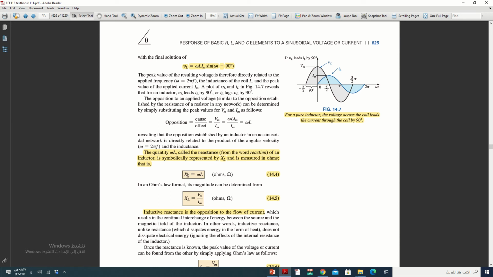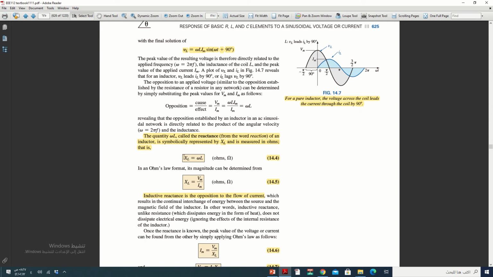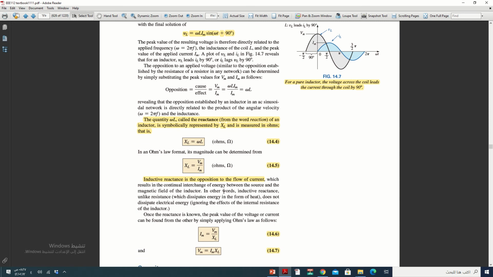Now we have the resistor in ohms and XL in ohms, a similar unit. You can find XL as omega L or XL equals Vm over Im, so you can see it is similar to Ohm's law. Inductive reactance is the opposition to the flow of the current. You need to know what inductive reactance is: it is the opposition to the flow of the current.